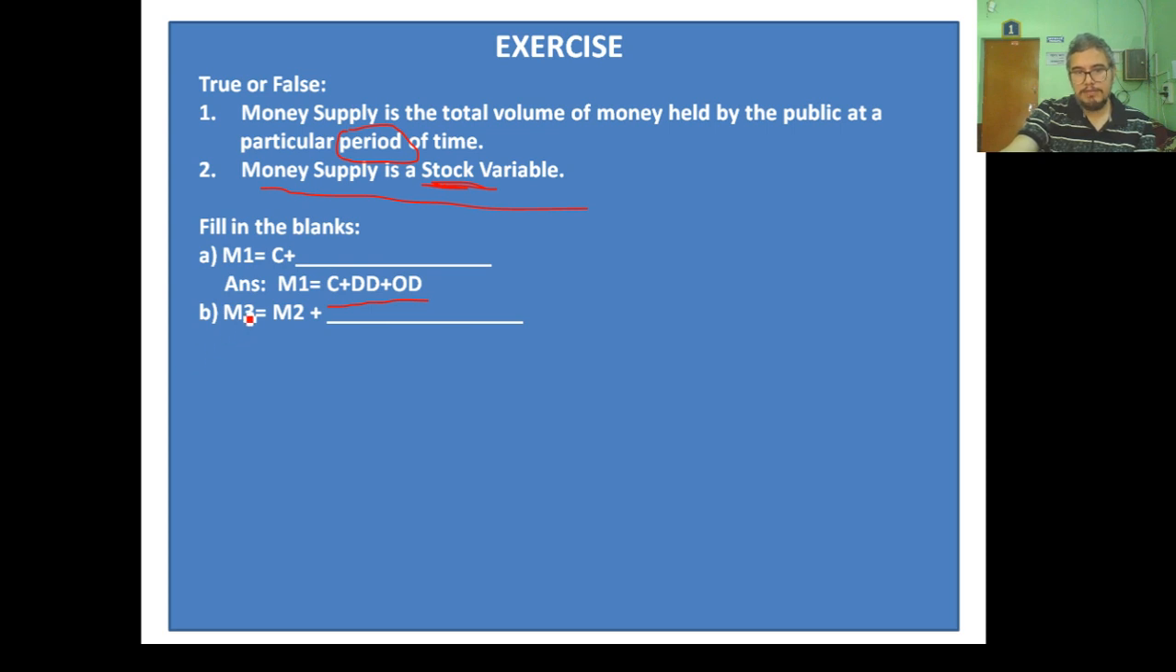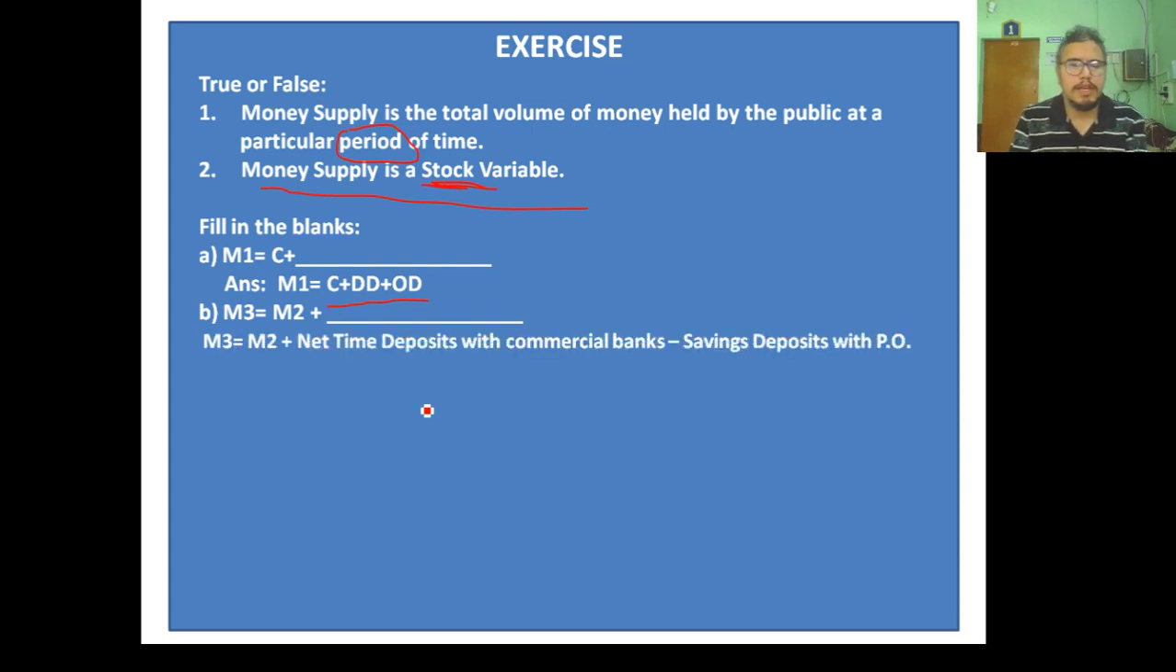Now M3 equals M2 plus dash. Okay, M2 plus dash. Here we don't have any direct relation between M2 and M3, but we know that M3 and M2 both are related with M1, so we will take both of these to a common base, that is M1. So I have also solved this for you all. See, M2 is given, so if we deduct savings deposits with post office from M2, okay, we'll get M1, and when we add net time deposits with commercial bank to M1, then we'll get M3.